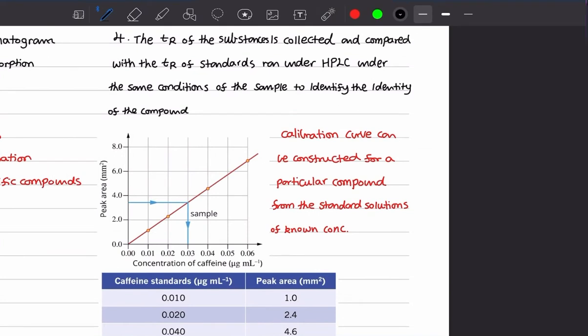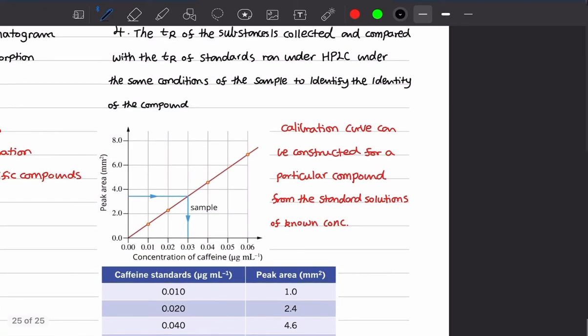So next, the retention time of the substances in the compound is collected and compared with the retention times of the standard solutions of the same substance, run under the same conditions, to identify or verify the identity of the compounds. It is crucial that you know they must be run under the same conditions, as, for example, if you change certain conditions such as temperature or length of the column, then their retention time is likely to be altered. But don't worry about that too much because we're going to discuss this shortly.